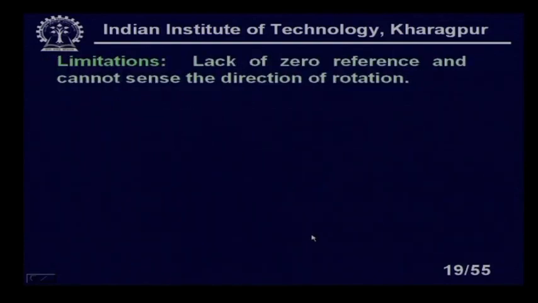Now, limitations. It has a limitation: lack of 0 reference, and it cannot sense the direction of rotation, whether the disk is rotating clockwise or anti-clockwise. For that reason, we have seen that we need some phase sensitive modulation to have that type of sensing.